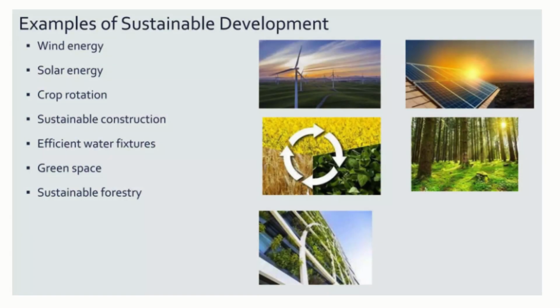Examples of sustainable development: we have wind energy, solar energy, crop rotation, sustainable construction, efficient water fixtures, green space, and sustainable forestry. All of this can help us have sustainable development.